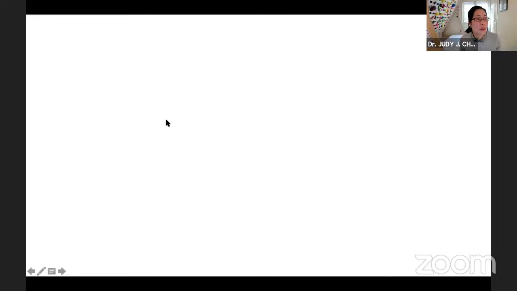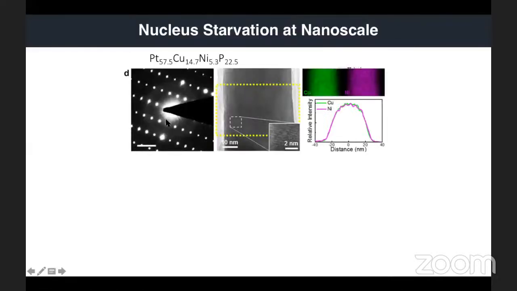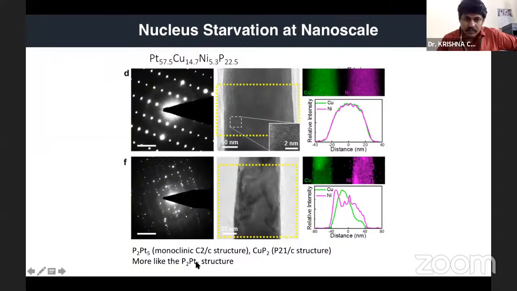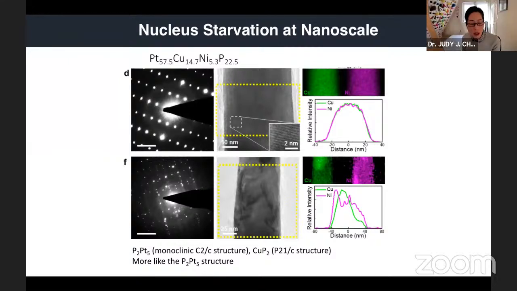You mean the metallic glass? Yeah, like the platinum, copper, nickel, phosphorus composition. So it's a single crystalline material. We did not really do a careful indexing. For this paper, all we said was that we observed a single crystalline state and that it looks more like the P2 phosphorus platinum 2,5 structure, but we did not verify it. This is just based on looking at the diffraction.